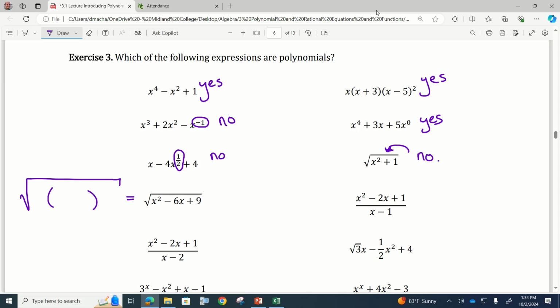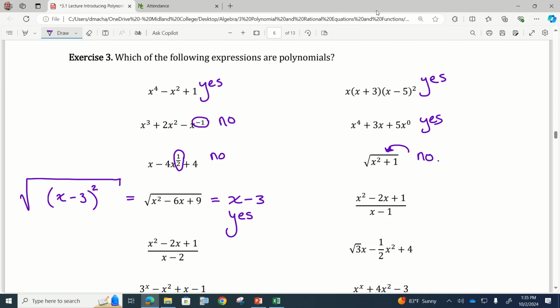This radicand, where it says x squared minus 6x plus 9, that's a perfect square. And it factors like what kind of factored form? It's just x minus 3 squared. And since this is the square root of something squared, that cancels out and it's just x minus 3. And that is a linear polynomial. That's a special case, right?